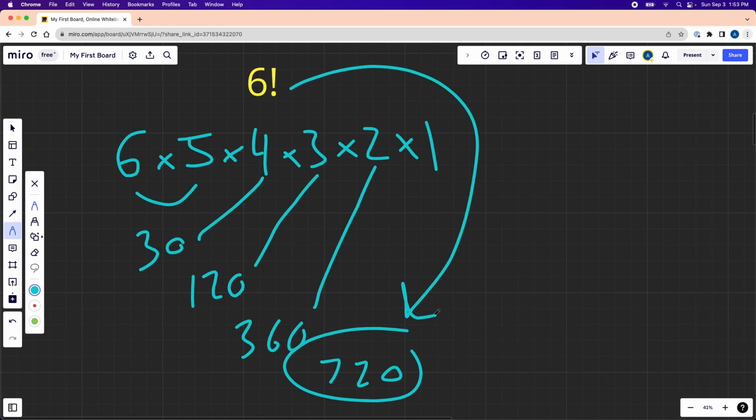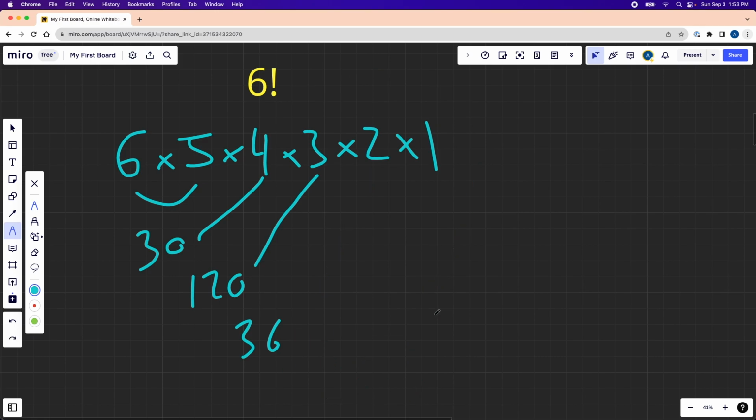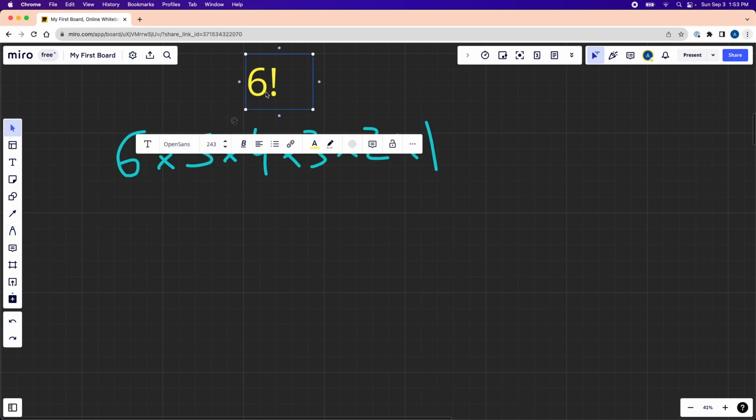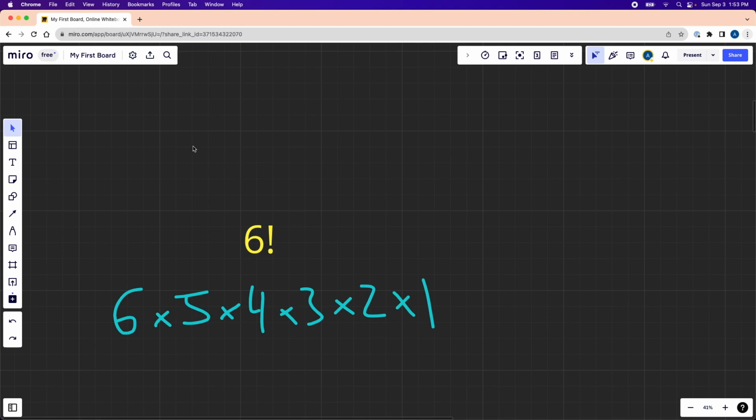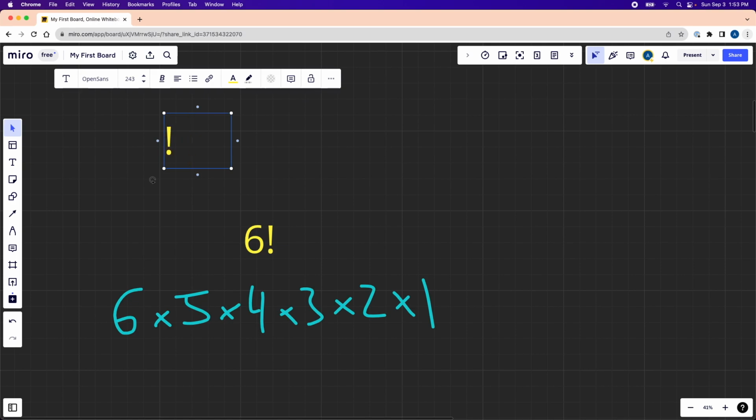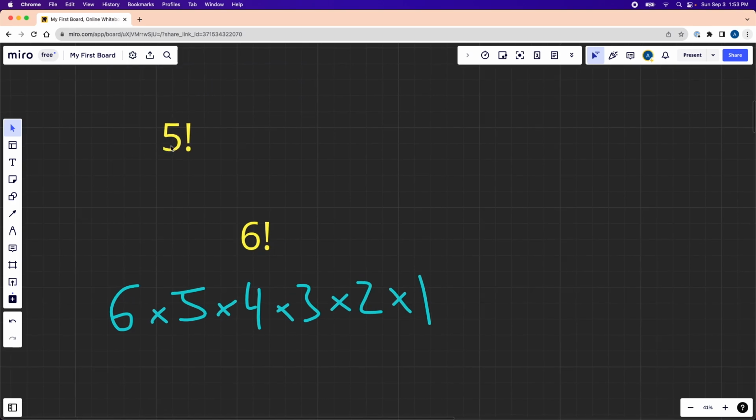Now here is a neat little trick that some of you might have picked up on already, maybe not. Let's say I know 5 factorial. Let's say that we already calculated 5 factorial earlier, because we actually did. We saw that after we calculated it out, 5 factorial was 120. So if we know that 5 factorial is 120, we could actually rewrite this equation down here of 6 factorial.